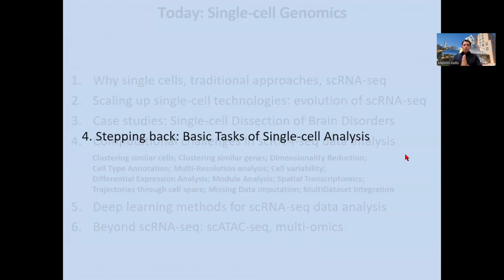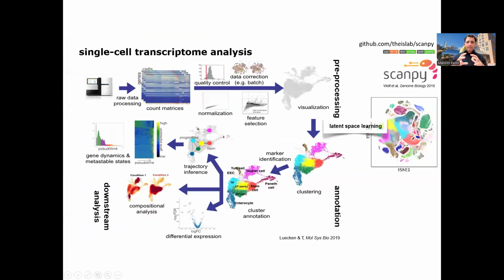Okay. So I want to step back and think a little bit about this diversity of analysis that you can do at the single cell level, and basically start reflecting about it. You start with your raw data, you then have count matrices of genes by cells.